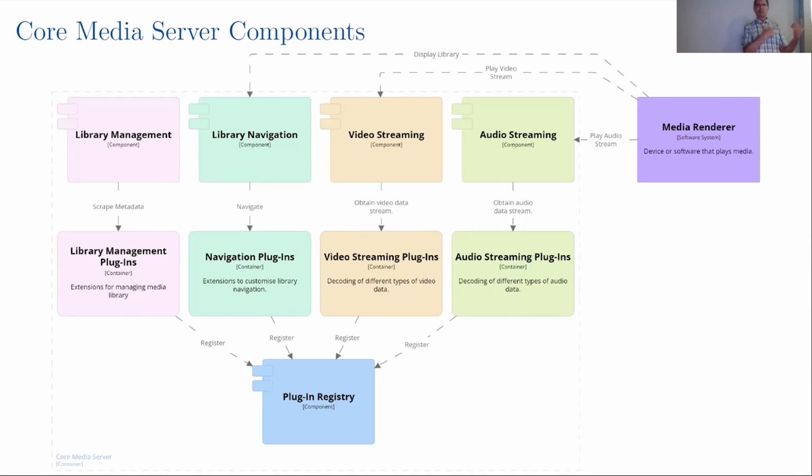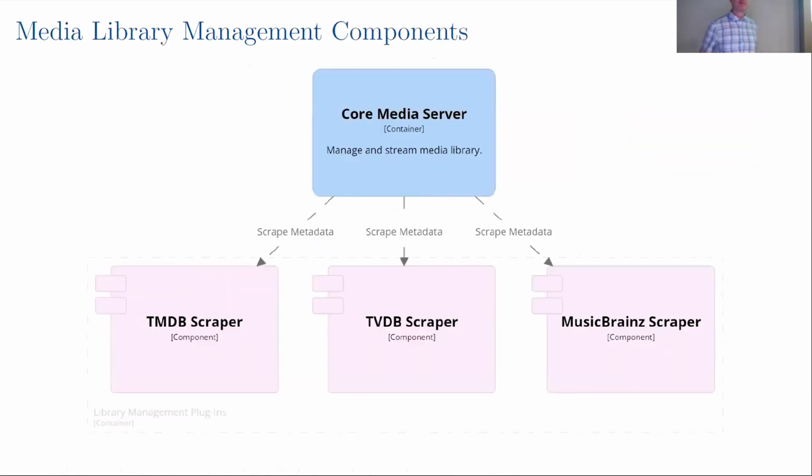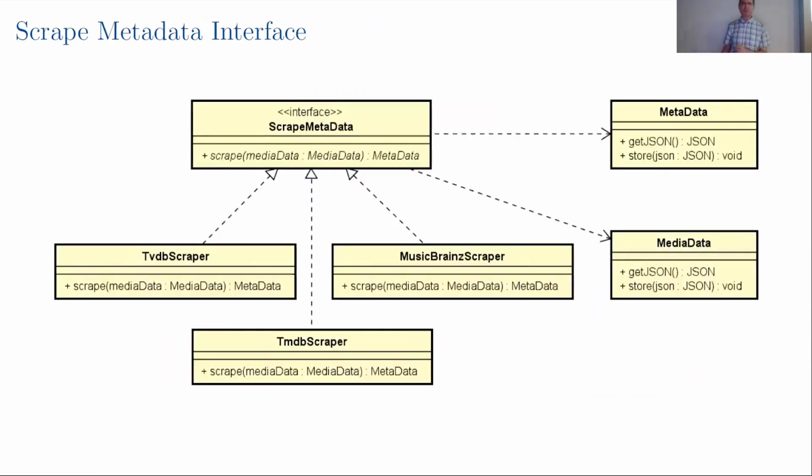And so I'm going to want different ways of navigating different, similar types of media. Video streaming plugins, audio streaming plugins, so I can have all of my different types of codecs for managing all the different types of media formats I might be working with. And if you look at the C4 model, which is on the course website, you can go dig your way through, and there are examples of plugins for each of the plugin containers.